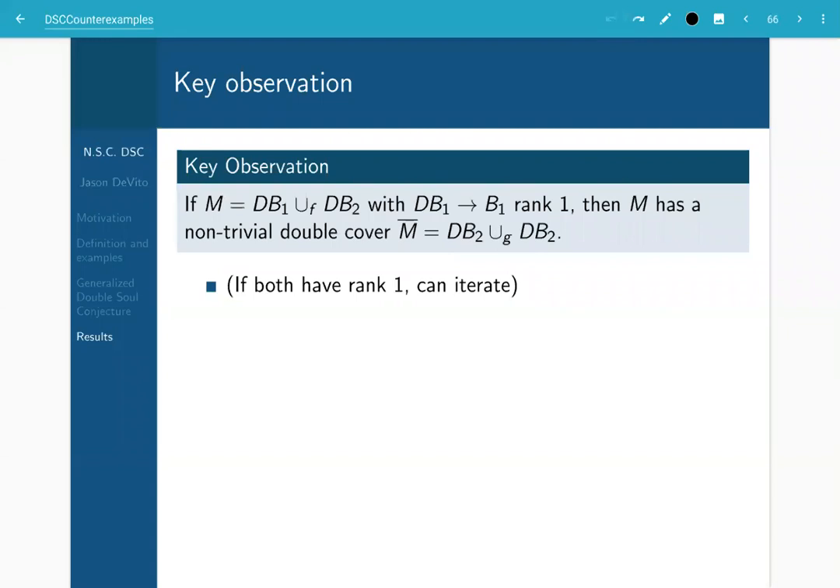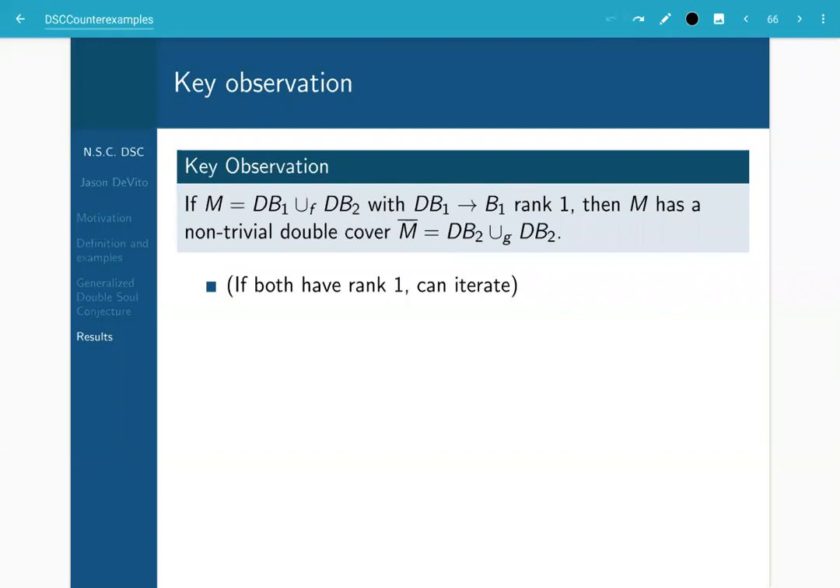If both disk bundles have rank 1, then once you find this double cover, both of the disk bundles are still rank 1, so you can find a double cover of that, and you can find a double cover of that, and you can iterate this process. So if they both have rank 1, you have to get infinite fundamental group. In fact, there's a lot more structure there. So this is a nice observation. I just wanted to spend a couple minutes explaining how you might prove this, because I can actually draw pictures here, so it's kind of nice.